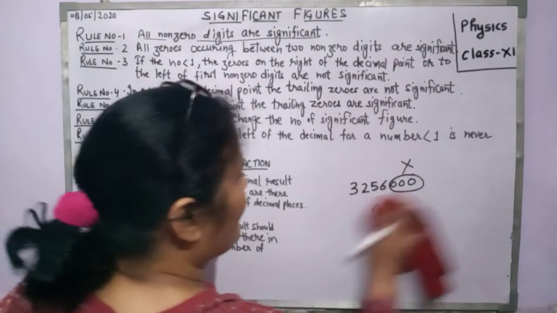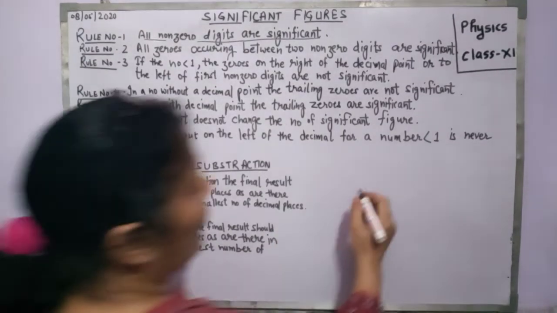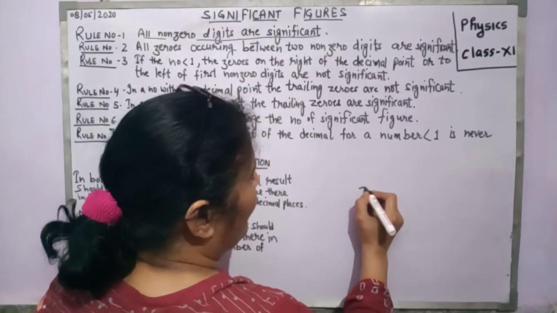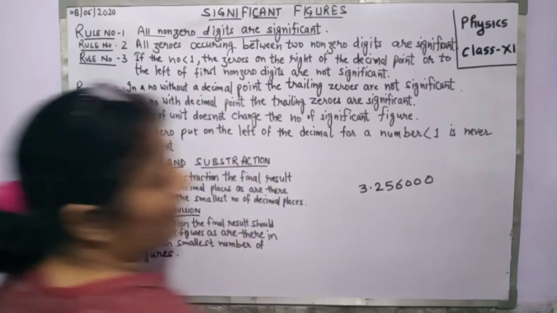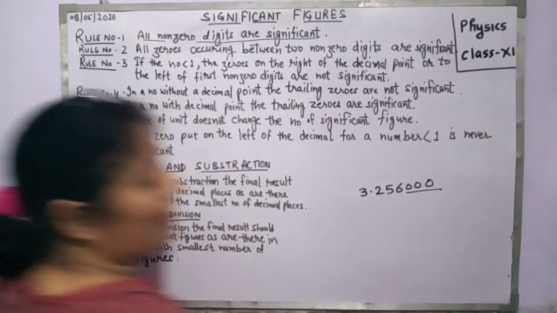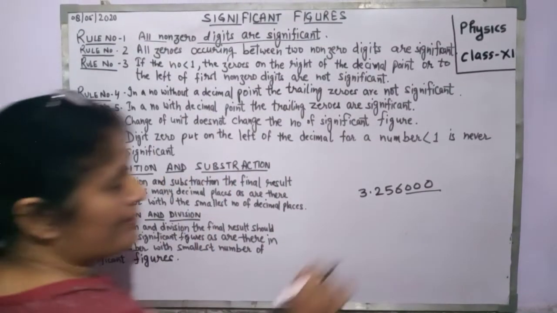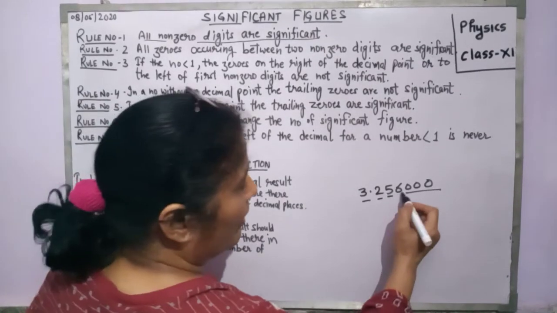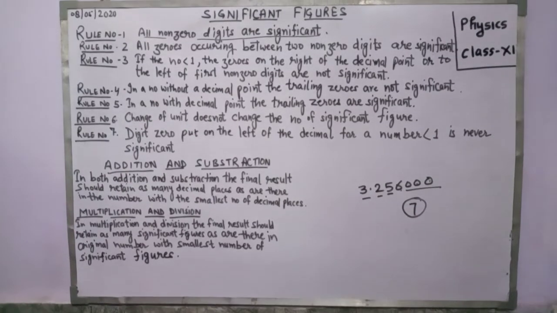If we write the decimal point here, next rule number 5, decimal point. That means if I am writing here 2, 5, 6, 8, 1, 2, 3, decimal is present here, then all these three zeros become significant. And how many significant figures are present here? 1, 2, 3, 4, 5, 6, 7. 7 is the significant figure.